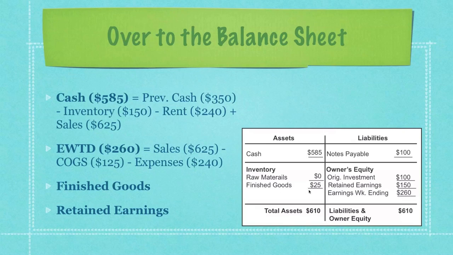Then you have your finished goods, which were the celebrity pictures that you did not sell. You want to leave them in there. And then you find your earnings week to date of $260 by taking your total sales minus cost of goods sold minus expenses. And you can see here over in retained earnings that I moved up my previous earnings week ending to retained earnings. I decided to reinvest them back into the business. If you add all of these up, you'll come to $610.